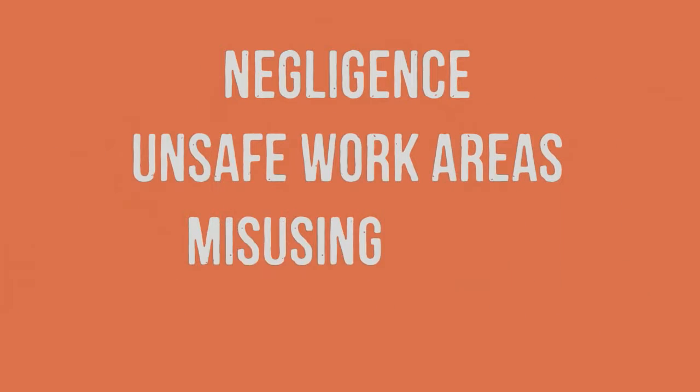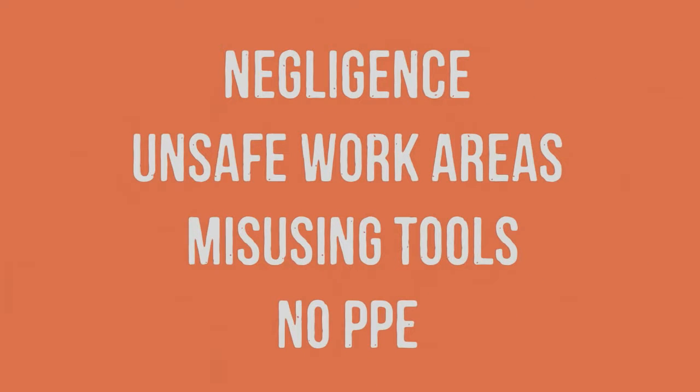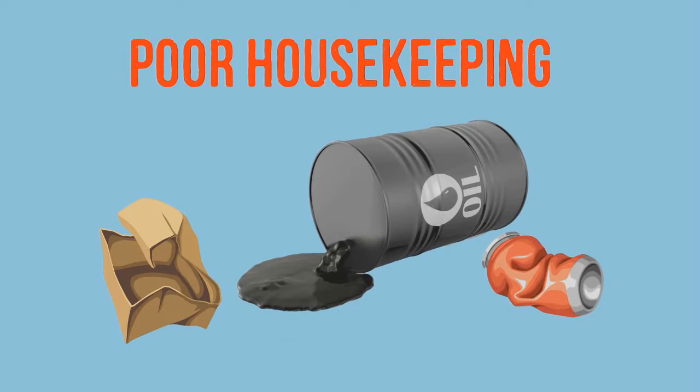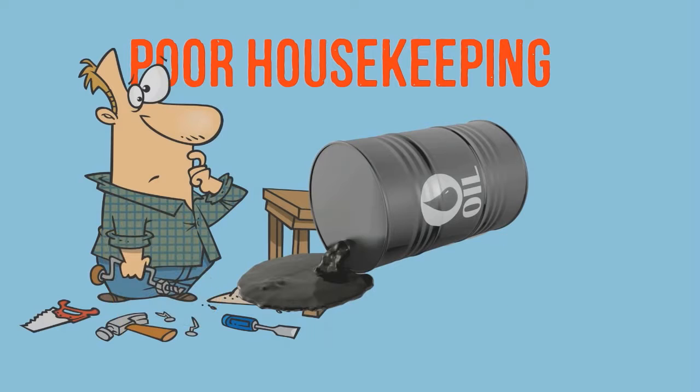There are many causes of accidents like negligence, unsafe work areas, misuse of tools and equipment, and failure to use protective equipment. Here are 6 common causes of accidents. Number 1 is poor housekeeping. Injuries from slips and trips are common in a work area. Unsafe housekeeping leads to accidents.